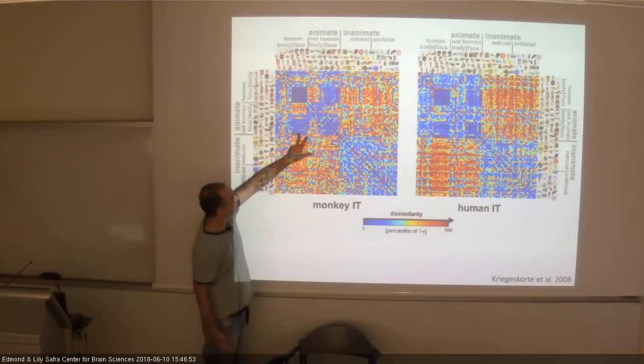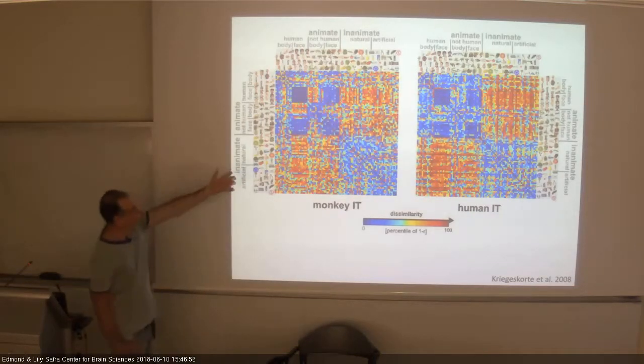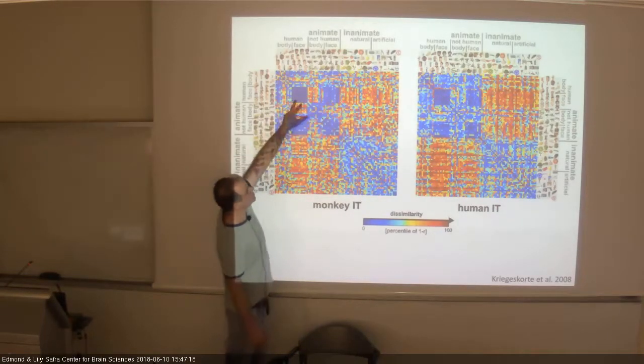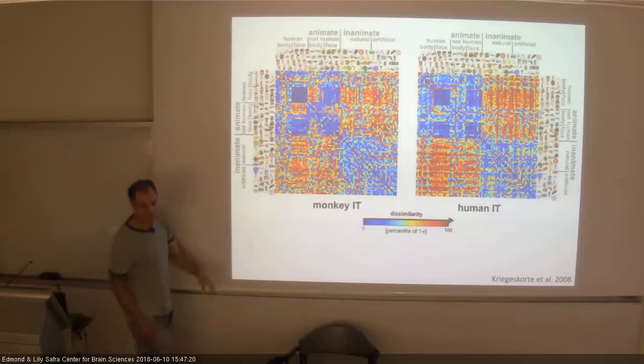And what you can see basically, first of all from here, is what kind of structure do you see here? The most obvious one? Animate correlate with animate, inanimate correlate with inanimate. That's very simple. You have even something more, even faces correlate with faces to a very high degree.